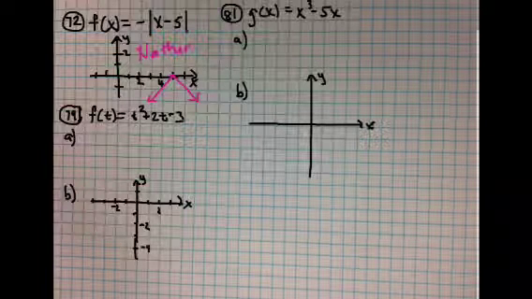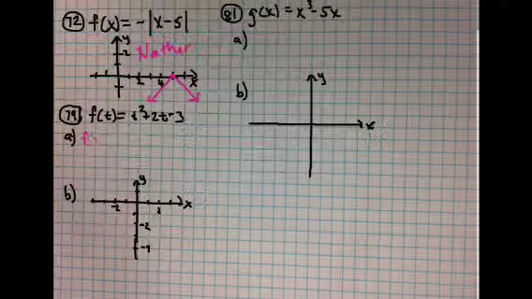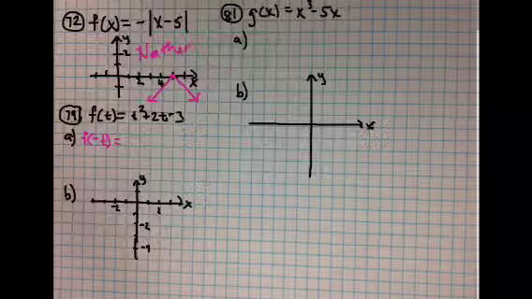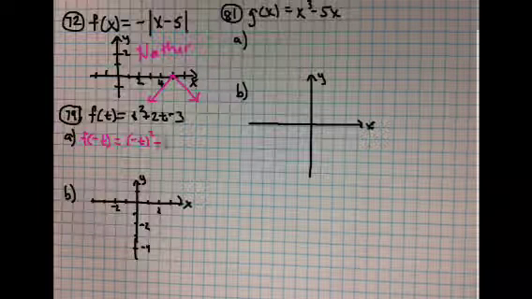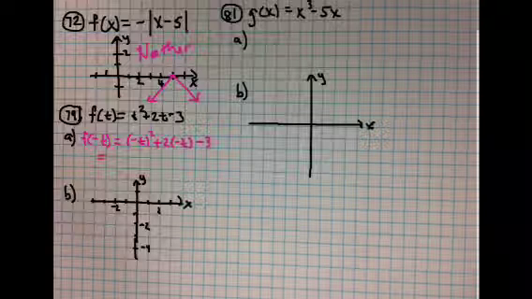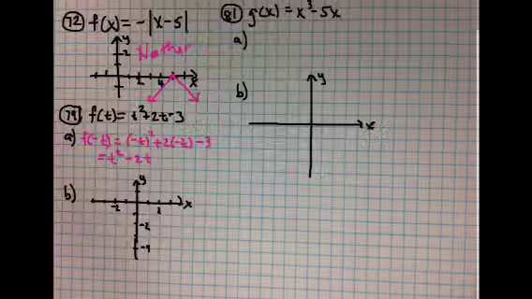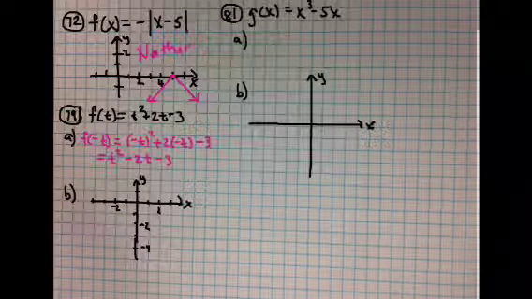So, we go through and replace all of our variables with a negative. Okay, so f of negative t equals negative t squared plus 2 times negative t minus 3. And then you simplify the right side. So then this is t squared minus 2t minus 3. And so you compare the result with the original function.